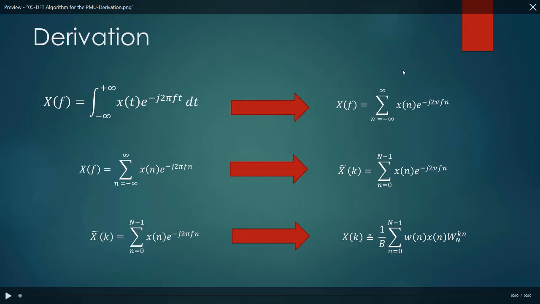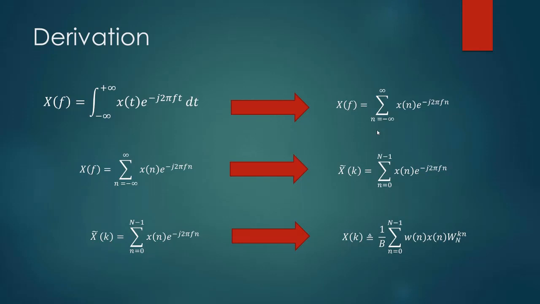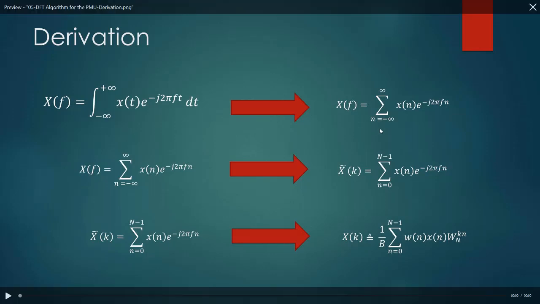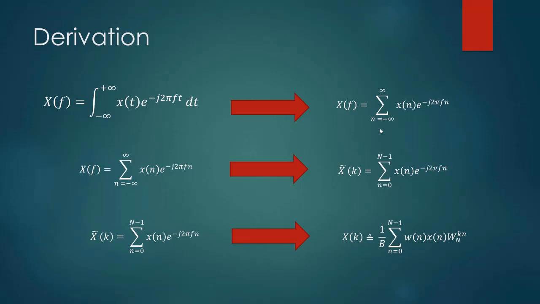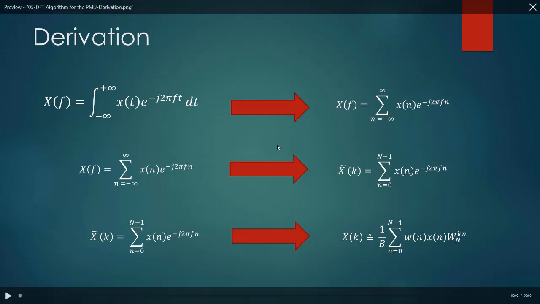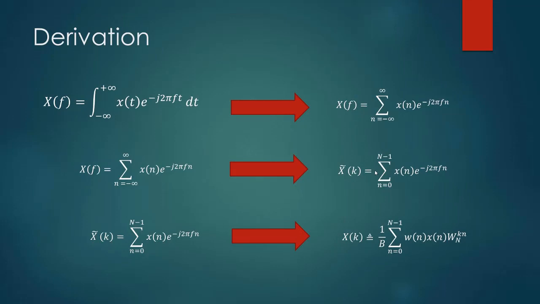This is referred to as the discrete time Fourier transform. However, this is not computationally possible because there is no way of counting to infinity and summing up all those infinite numbers. That's why we have the second line here. What the second line represents is that the discrete time Fourier transform is then converted into what we know as the discrete Fourier series.